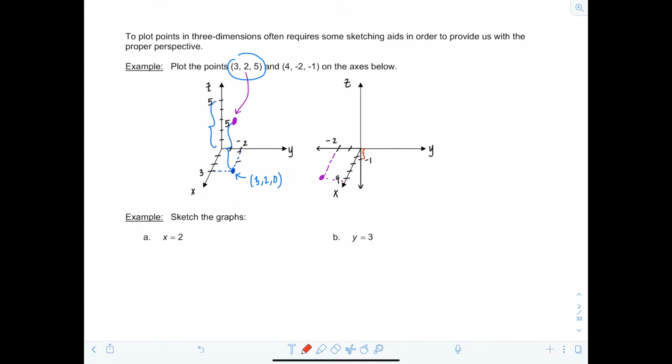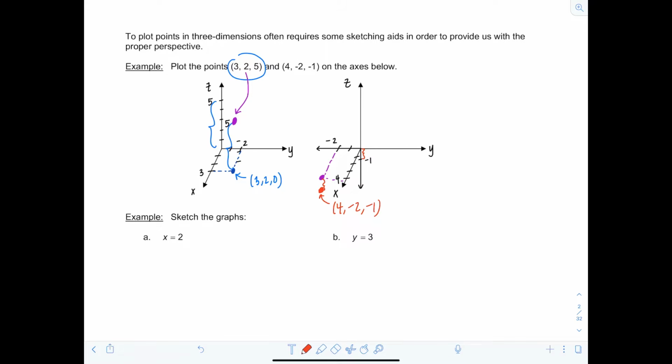It's not liking it. So we're going to eyeball it because I'm good at eyeballing. Okay, so it's about this much. And so this is where our final point would be: (4, -2, -1). All right, good.